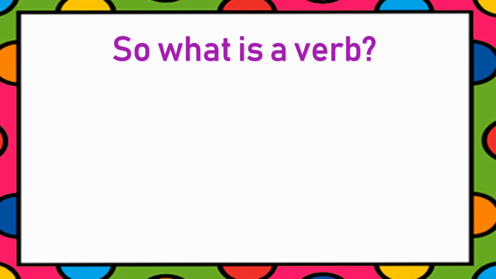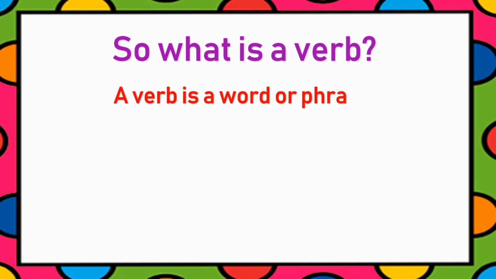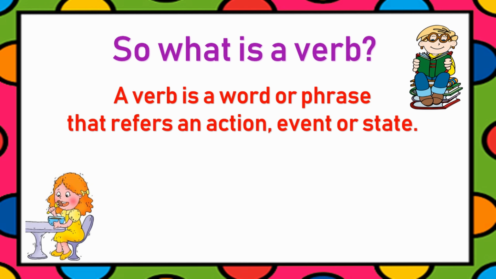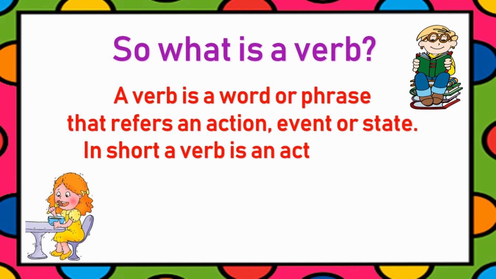So, what is a verb? A verb is a word or phrase that refers to an action, event, or state. In short, a verb is an action word.